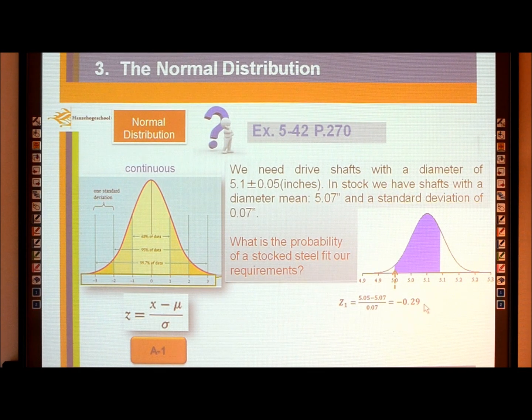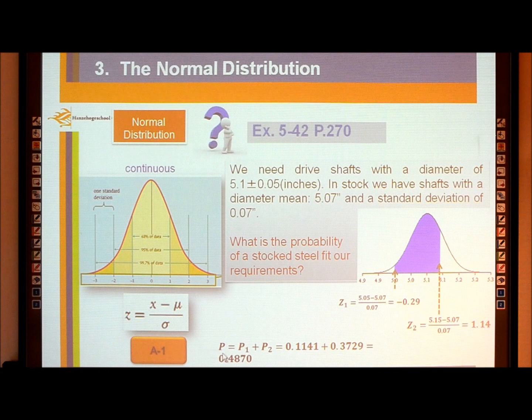This is a negative number because this comes from the random variable, which is lower than our mean. And we calculate the second z-score. It comes from 5.15. 5.15 comes from 5.1 plus 0.05, minus 5.07, our mean, and divided by the standard deviation, 0.07. And we get our second z-score, 1.15. After you get your z-score, you can check the table A1 to get your probability.